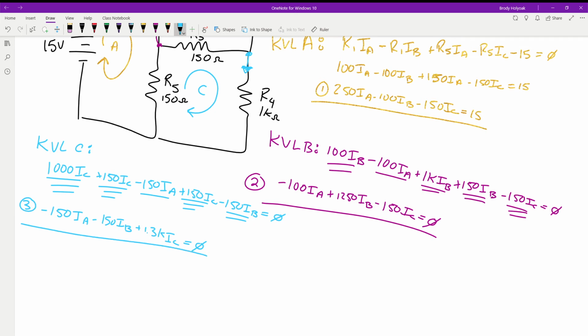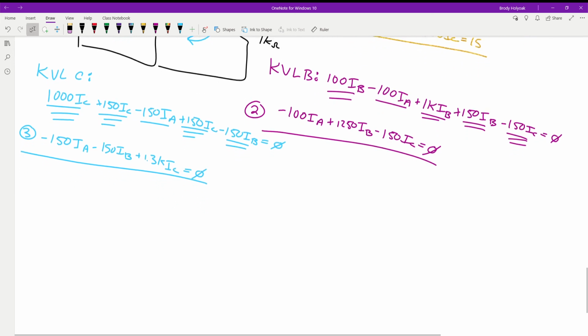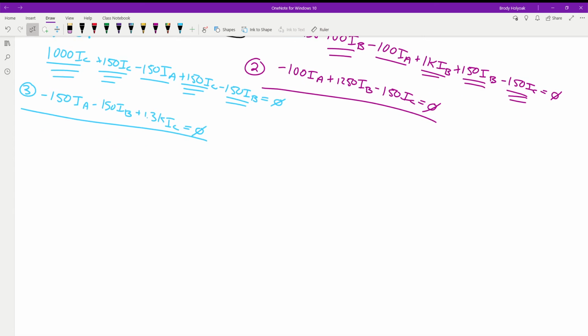Anybody have any questions or concerns with getting these three equations? Okay. Now the next step is we need to combine these together. Since we have three equations, we're going to do this twice, using two sets of equations to condense it down and eliminate one of the variables. I'm going to combine 1 and 2 together, and 2 and 3 together.